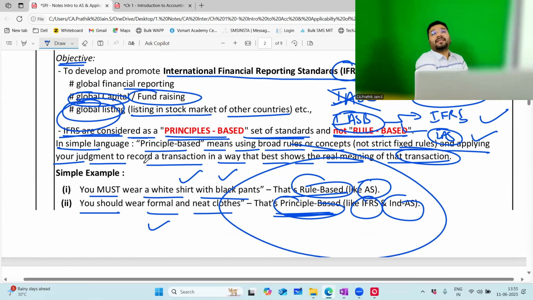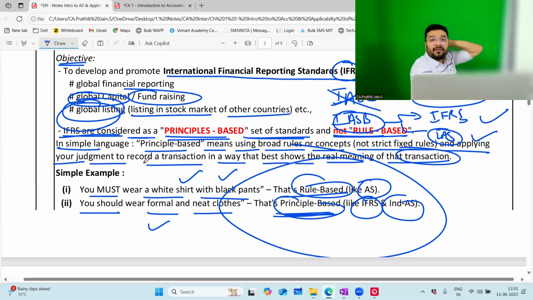So IFRS is based on what? Principle based, which means there are multiple options given to you. Whichever suits you, accordingly you can apply your mind and then decide, yes or no. So IFRS is not rule based, it is principle based. Ind AS is principle based. Accounting standards are rule based. Rule based means what? This is what you have to do, no choice. Principle based means what? You have been given a choice. Within the choice, you can play.